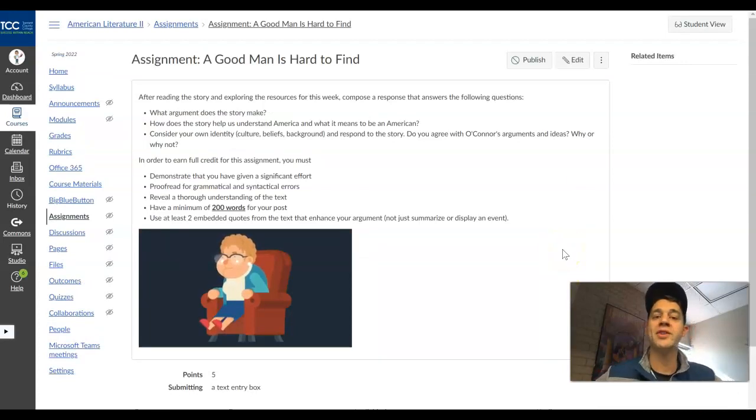After reading the story and exploring the resources for this week, compose a response that answers the following questions. So here's your prompt. Just answer these questions. What argument does the story make? That's really broad. And understand that I'm not looking for a specific answer, right? There's been so many things that students have said in response to this story that have blown my mind. As long as you can support it with text evidence from the text itself, you can come up with a wealth of different ideas for what the story is arguing.